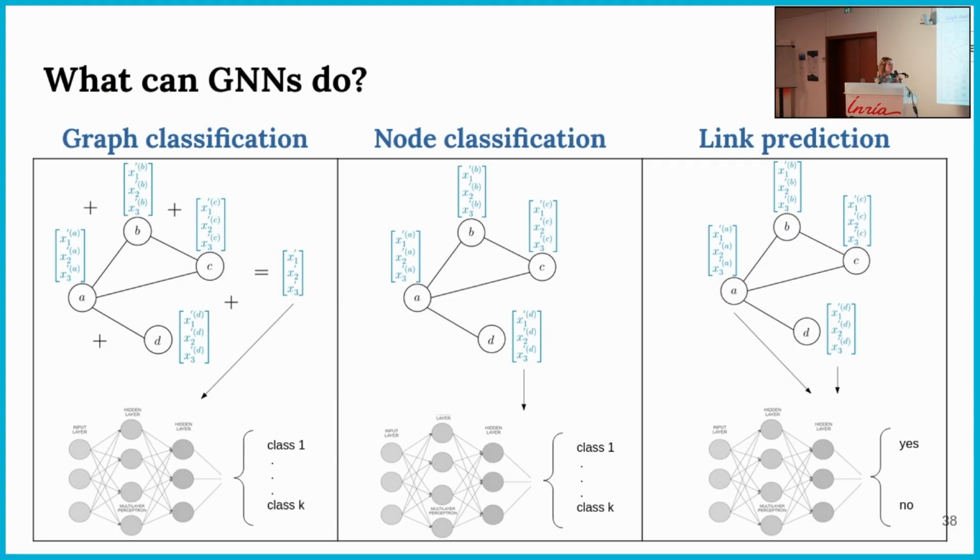And then we have link prediction. We consider our graph, for example, as a social network in which nodes are people and the connections are relationships. And in order to know if there will be a relationship between node A and D, we use their information as input to a multi-layer perceptron that again will give us the answer, yes or no.